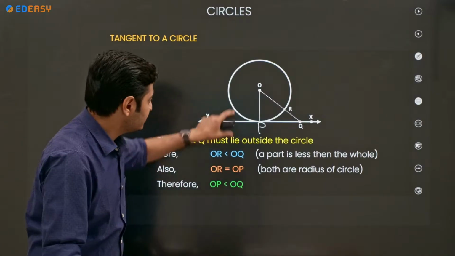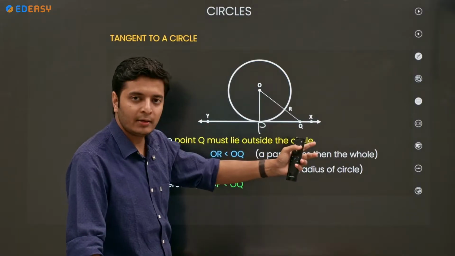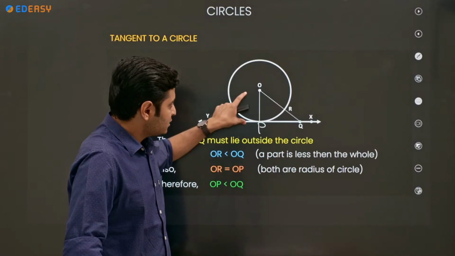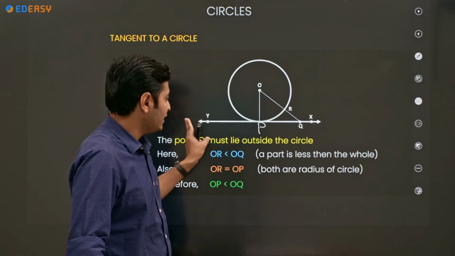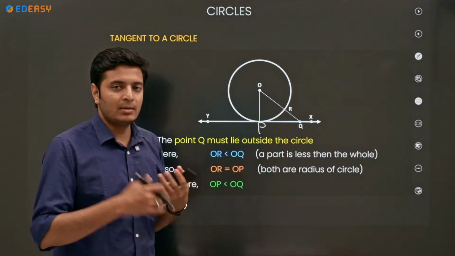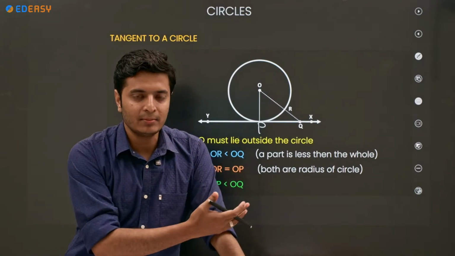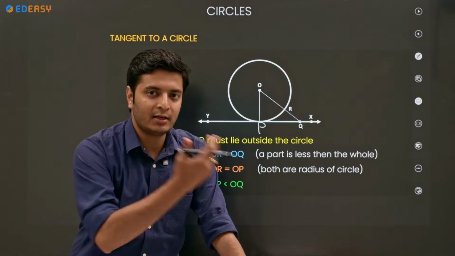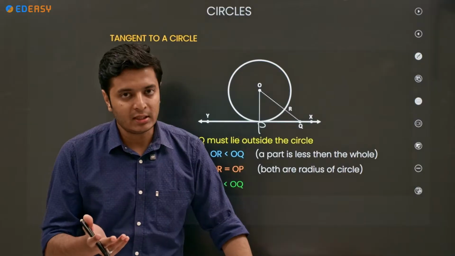Again, we need to prove that OP is the shortest distance between this point and the line. Correct? So that's why we are considering any point other than P on this line, and we realize that every other point is lying outside the circle. So it will always be at a greater distance from the center than OP. So OP will be the shortest one.